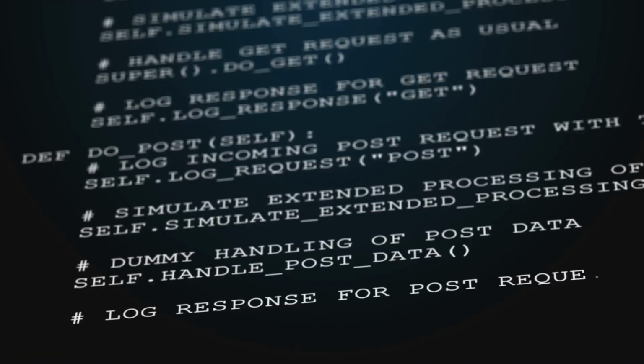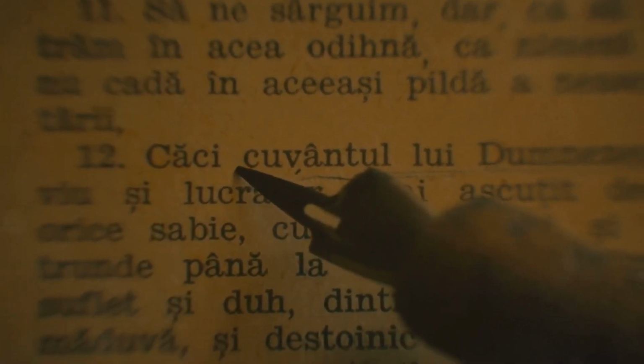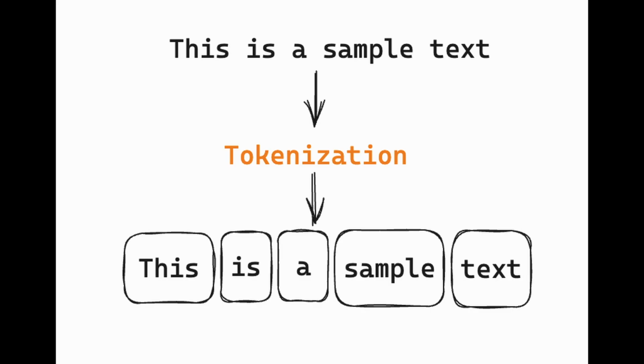This is where it gets really interesting. To do all this, LLMs use some clever techniques. Let's break them down. First up is tokenization. Think of this like chopping up a sentence into bite-sized pieces. The LLM breaks down text into smaller units called tokens. They can be words, parts of words, or even punctuation. For example, "the cat sat on the mat." might become "the", "cat", "sat", "on", "the", "mat", "." Simple enough, right?